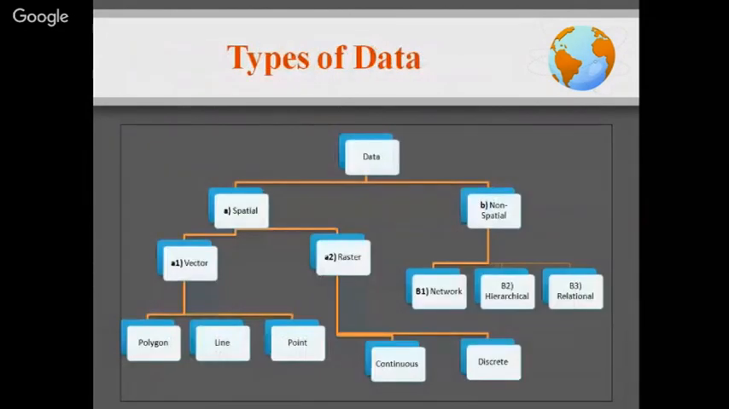This is how we understand. We have data which can be classified into spatial and non-spatial. Spatial data further has two modes of representation, or you can call them two models of spatial data: vector and raster.